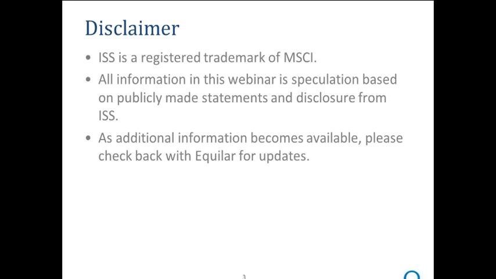I'll note as a quick disclaimer, obviously ISS is a registered trademark of MSCI. We're not affiliated with them in any way. So all of the information that we're going to be presenting here is really based off publicly released information and disclosures from ISS. So things may change throughout this presentation, but it's going to be based on a lot of the information that ISS has already released.